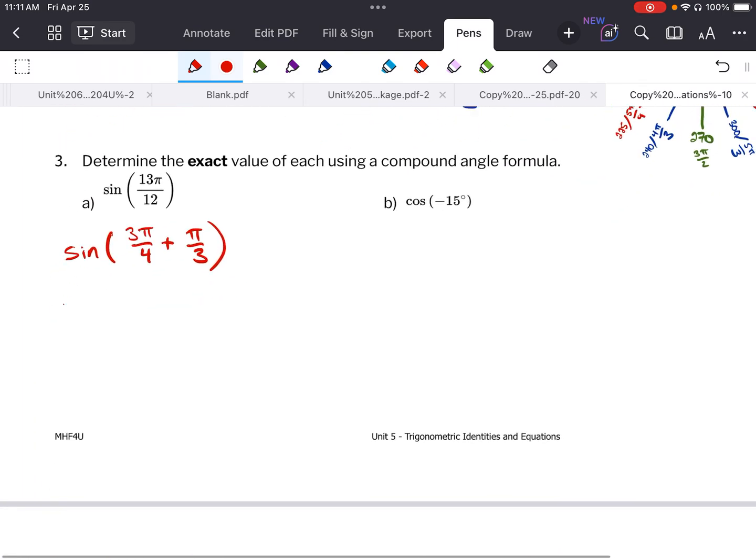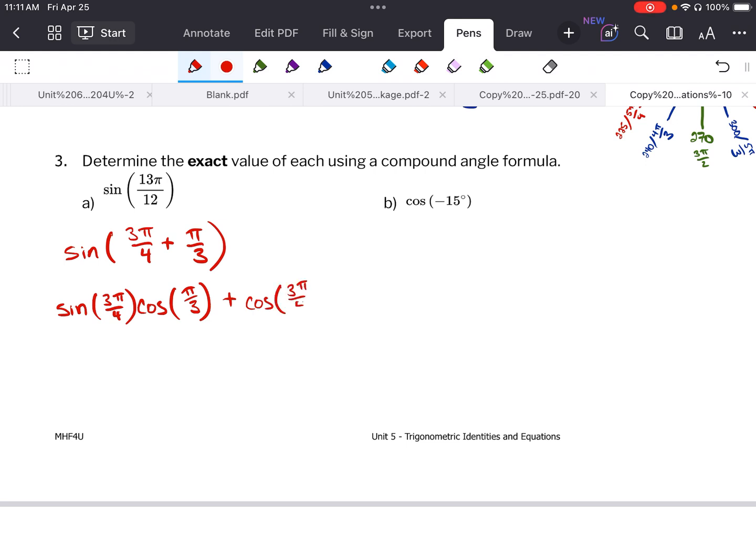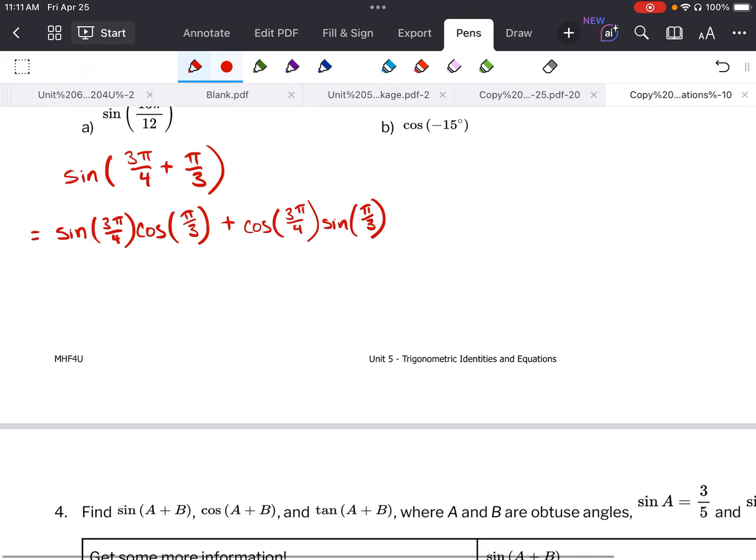So let's figure this out. So we have sine of our x value times the cos of our y value plus the cos of our x value times the sine of our y value. Okay, and then we would look at the actual unit circle that we had from lesson 2, and we would figure out that, well, sine 3 pi over 4 is root 2 over 2. Cos of pi over 3 was 1 over 2. Okay, the cos of 3 pi over 4 was negative root 2 over 2. And the sine of pi over 3 was root 3 over 2.